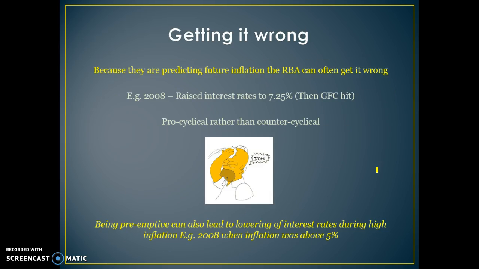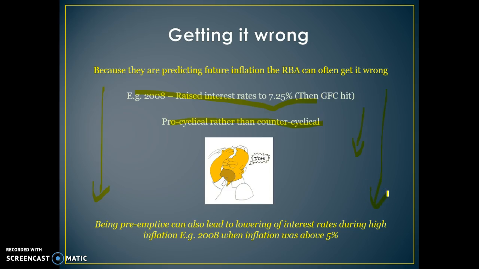Also, because the RBA act in a preemptive manner, they can often get it wrong. What I mean by that is the RBA can often predict inflation is going to occur, and then there's a natural disaster, a GFC or some sort of economic event that actually slows the economy down. So, for example, in 2008, the RBA raised interest rates to try and slow the economy down because we were experiencing high inflation. Then the GFC hit, and the RBA had high interest rates, and therefore the interest rates were working to slow the economy down even further. So they were actually working in a pro-cyclical manner, which basically meant they were making the trough even bigger.